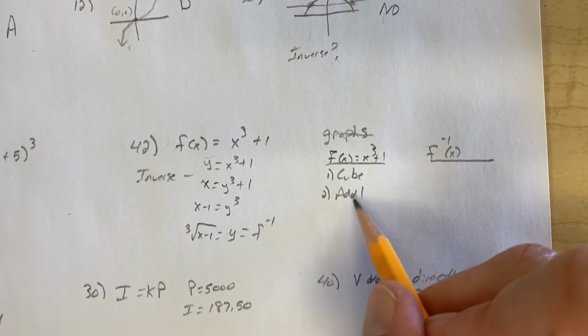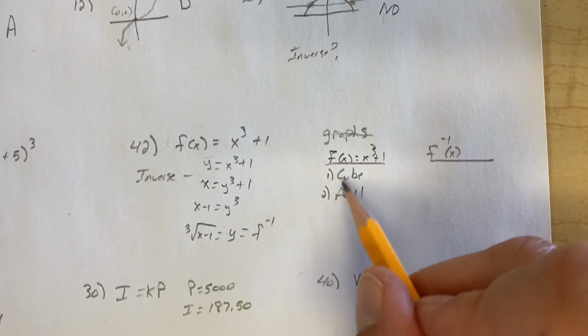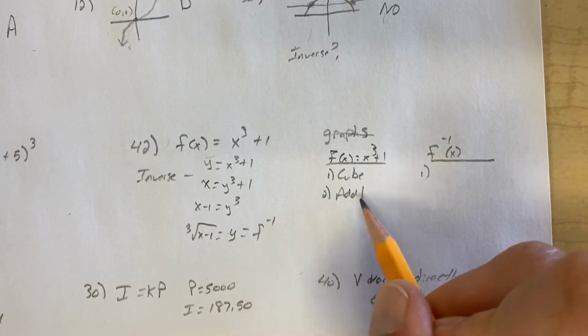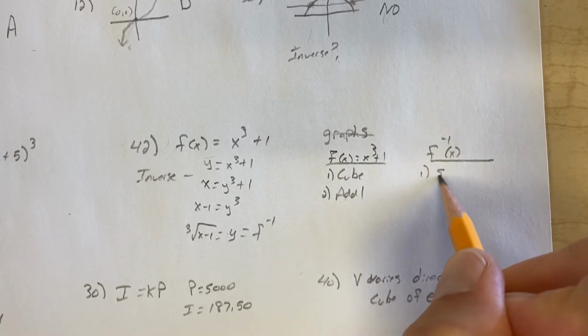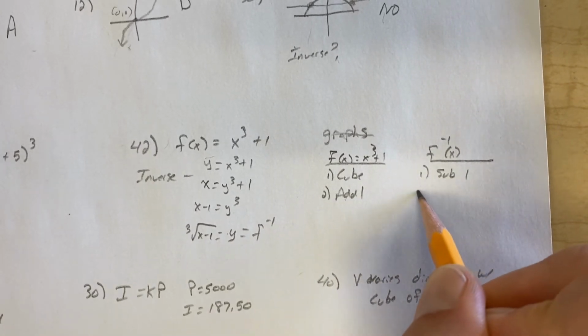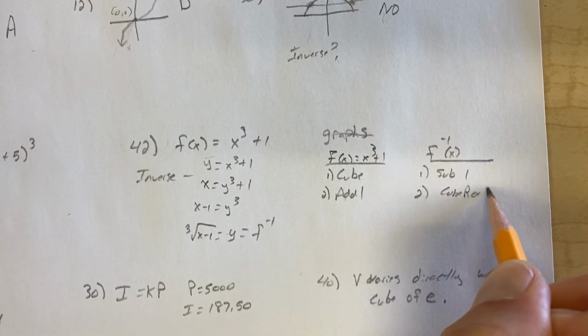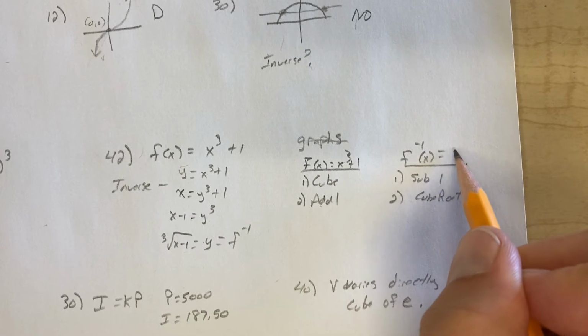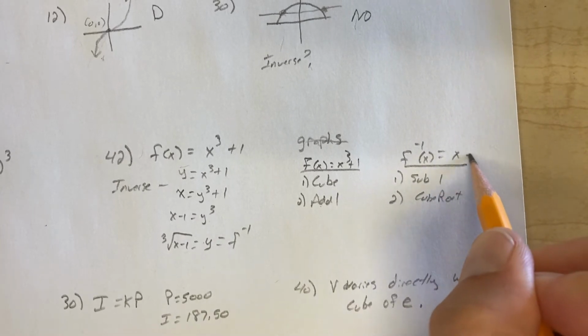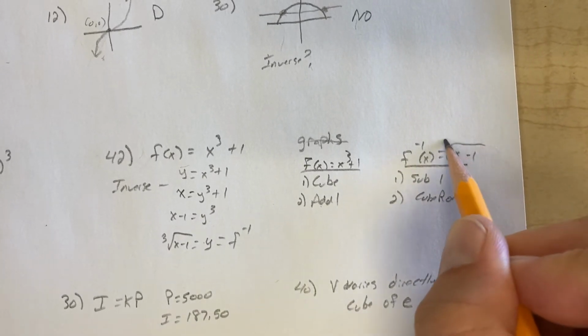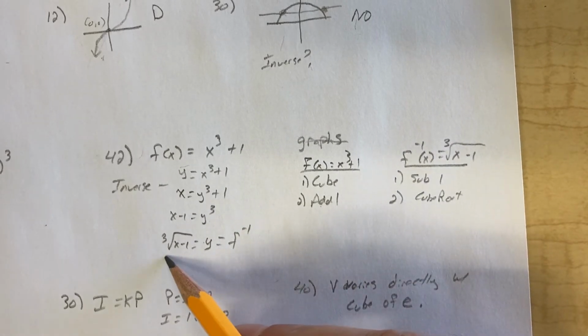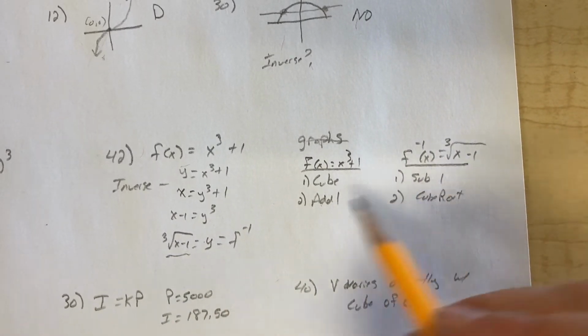So instead of cubing and then adding, let's go backwards and do the opposite. Instead of adding 1, let's subtract 1. Instead of cubing, let's take the cube root. So now I have an x value. I'm going to subtract 1 from it, and then I'm going to take the cube root of it. And it's the exact same thing that we had the algebraic way, right?